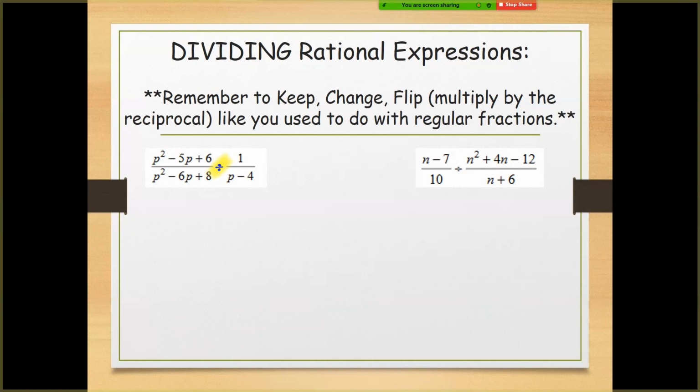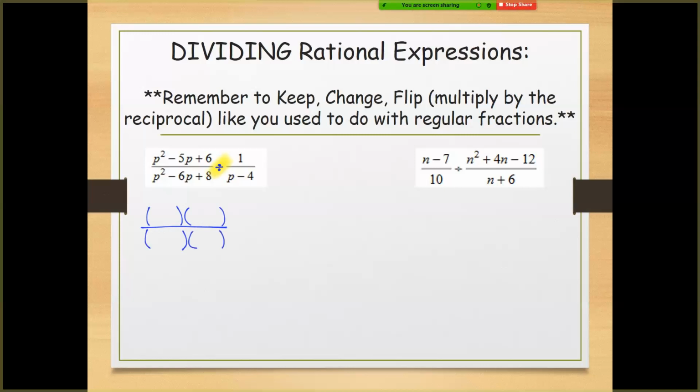So when we keep, change, flip, we're going to keep the first fraction the same. So this fraction's not going to change. But remember how I told you earlier in the term, I'm really lazy. I know at some point I'm going to have to factor this. So when I keep it, I'm going to go ahead and factor that into 2 sets of parentheses on the top, 2 sets of parentheses on the bottom.